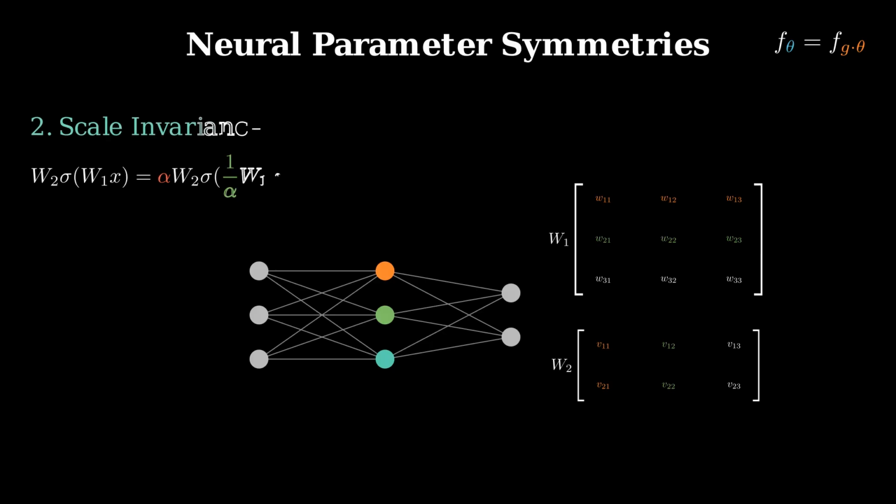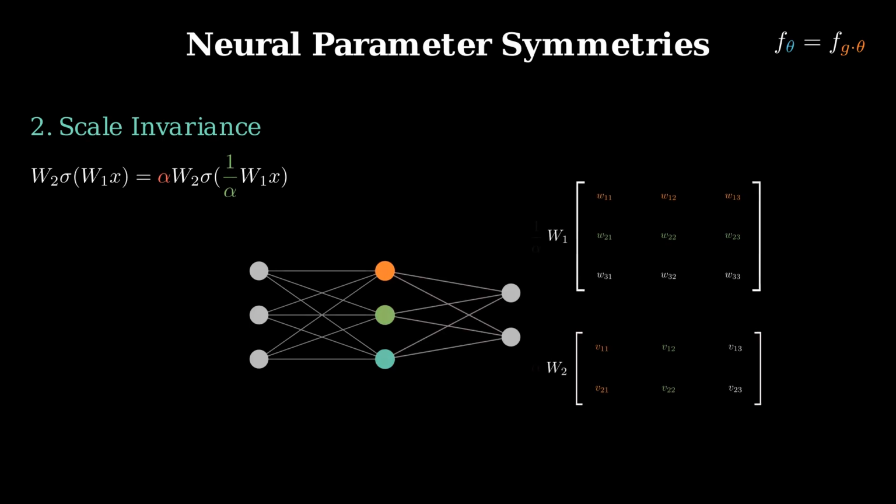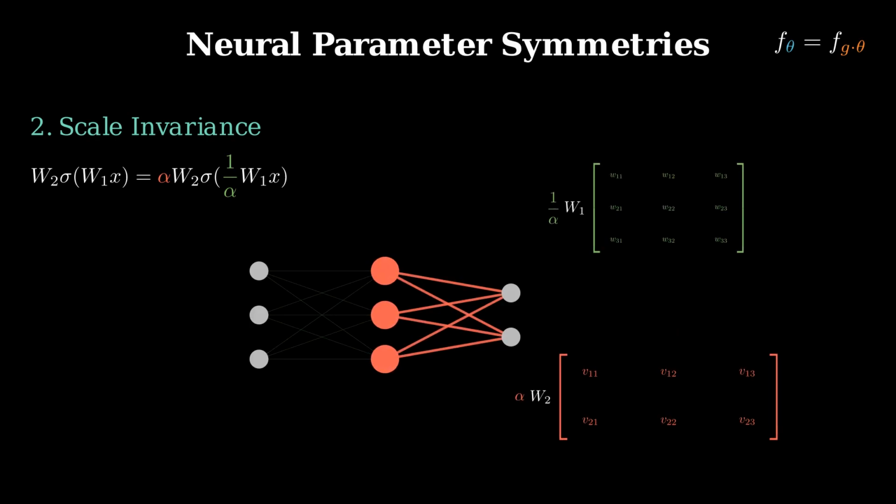Moreover, if the network uses homogeneous activation functions, we discover scale invariance. By scaling up the output weights by a factor of alpha, and simultaneously scaling down the input weights by the exact inverse of alpha, the mathematical effect perfectly cancels out. The internal geometry shifts entirely, yet the final network output is absolutely invariant.